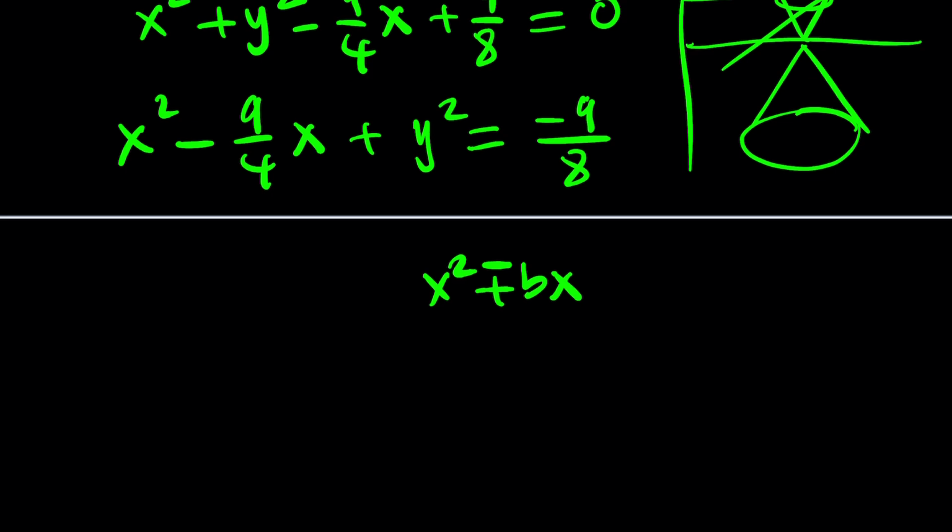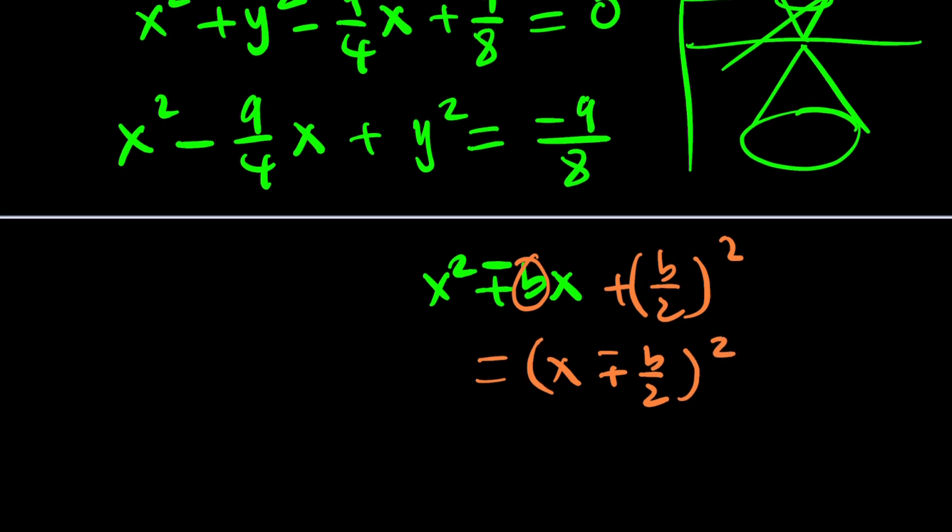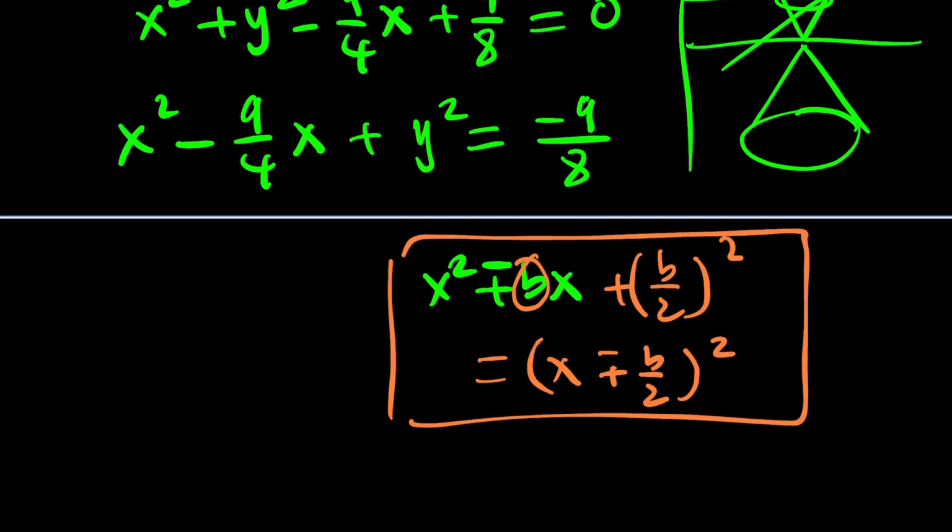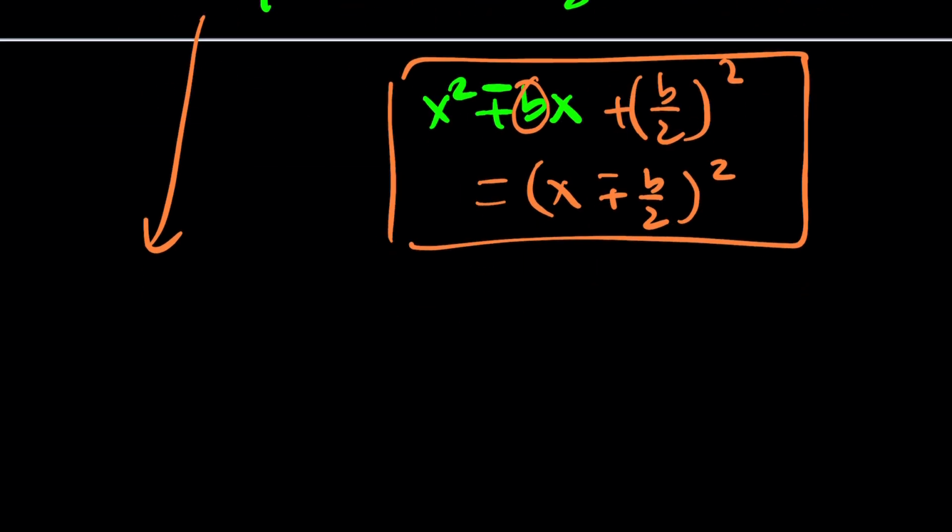And I think I talked about this before. Look at the coefficient of x, divide by 2 and square it. That's the number you need to add, because it's going to make this a perfect square like this. That's the formula. Memorize it and you'll be happy you did. Now, here we got to find out what number should we add.